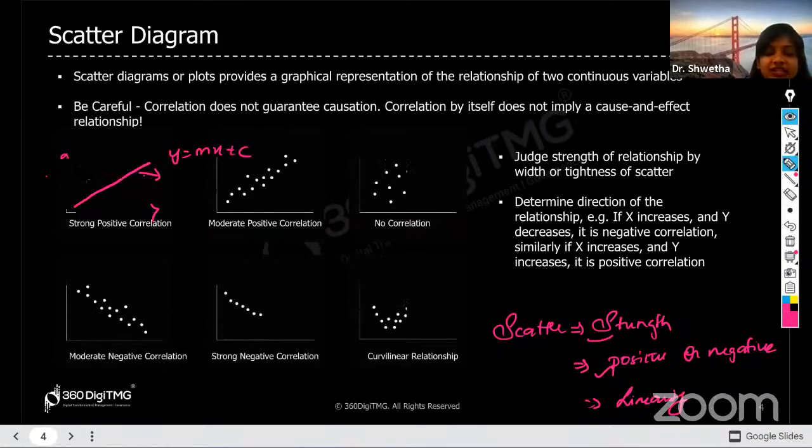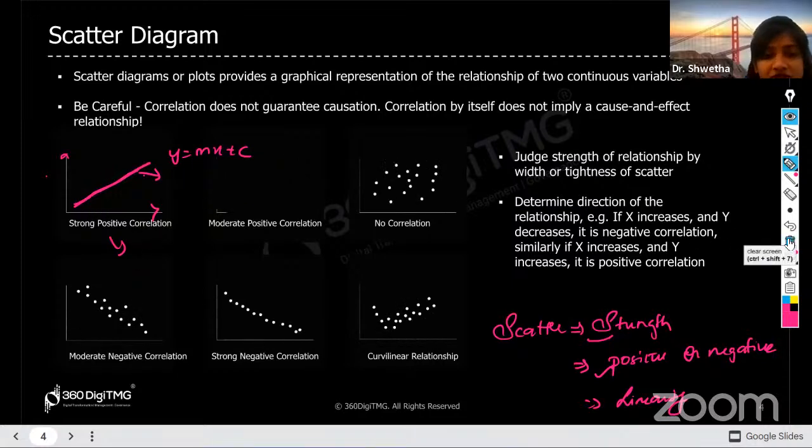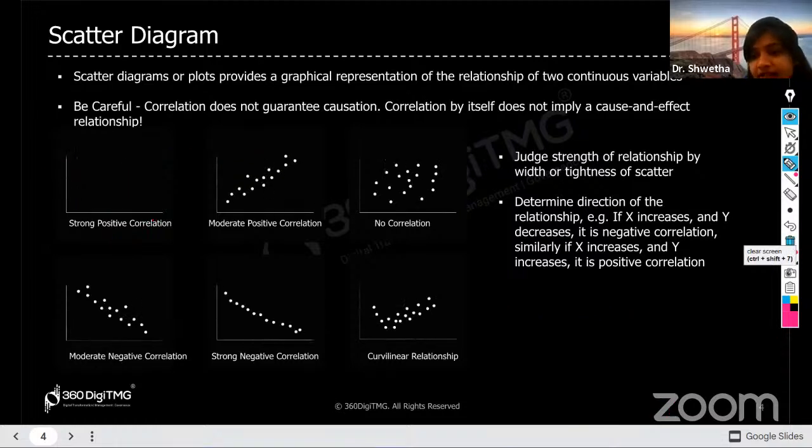So if there is a relationship between two continuous variables and there is a sharp increase in one variable with respect to the other, and this can be linearly interpreted, then we can predict new values with the help of the linear equation, or equation of a straight line, which is y equals mx plus c.